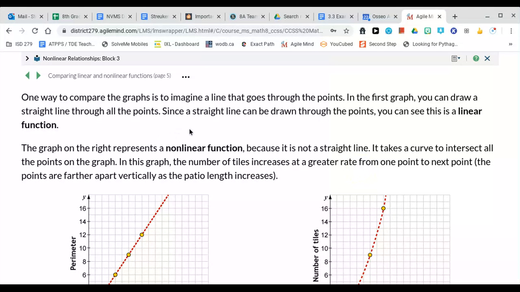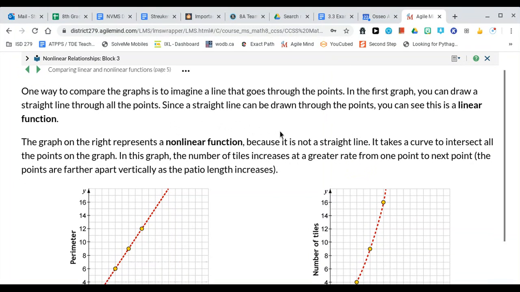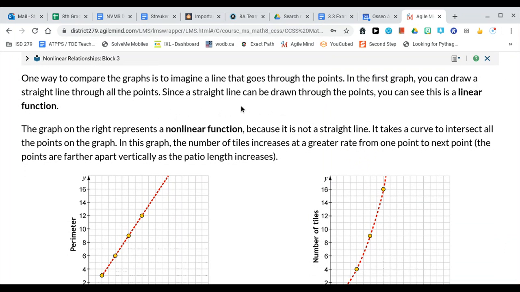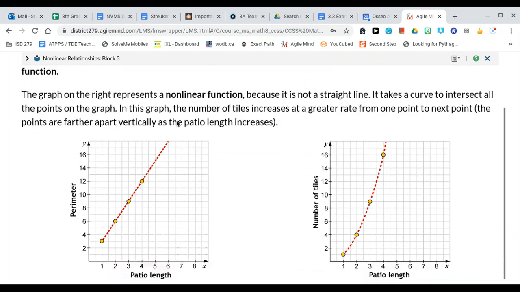One way to compare the graphs is to imagine that a line goes through the points. In the first graph, you can draw a straight line through all the points. Since a straight line can be drawn through the points, you can see this is a linear function. So if we look at this, this is a linear function. We can draw a straight line through there.